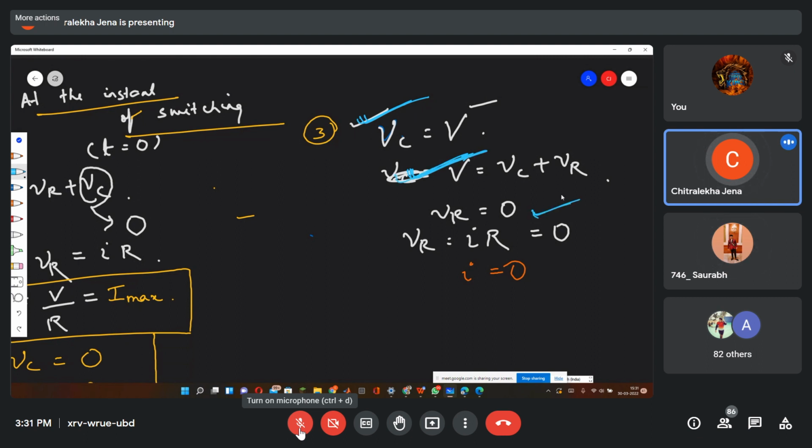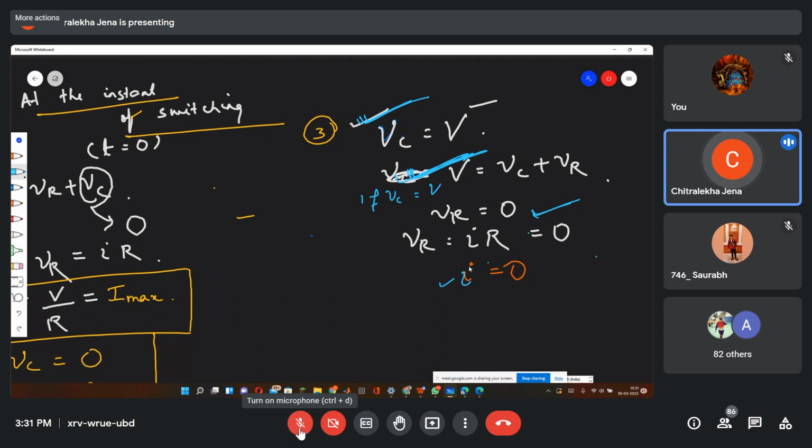I am not telling anything. VR equal to 0 or not? If VC is equal to V, VR is equal to 0, right? Don't ask me why VR equal to 0. Your law is telling that VR equal to 0. So I am asking, then current is equal to 0. If VR equal to 0, R is not 0, so current is equal to 0, right?